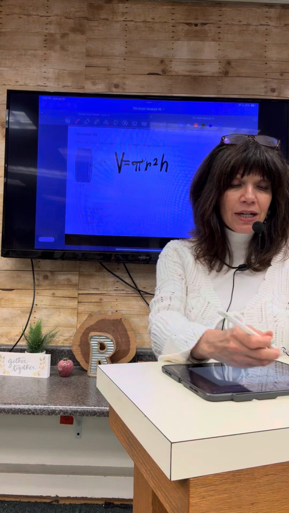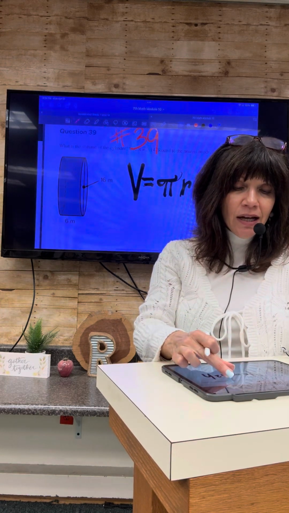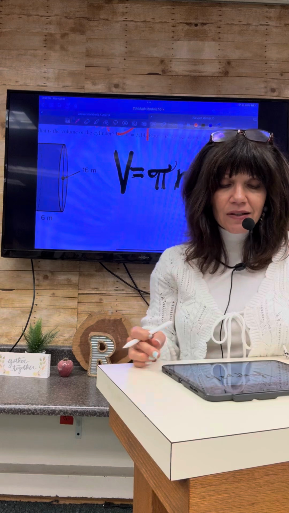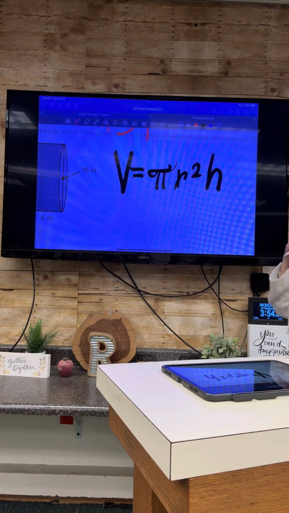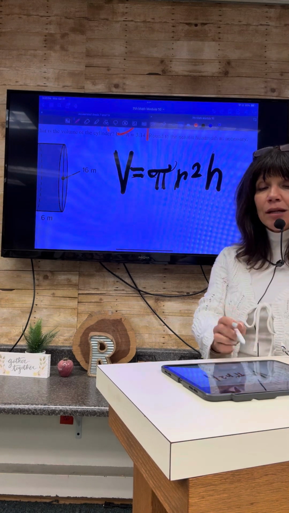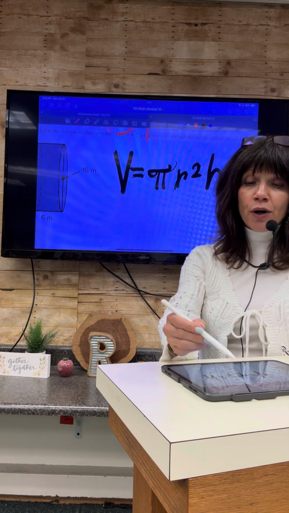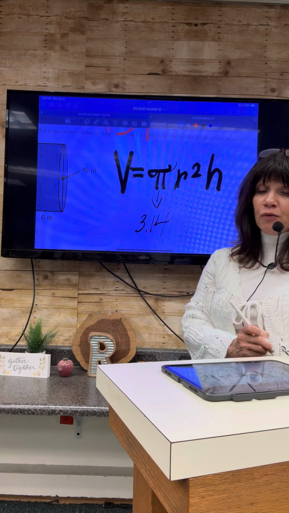All right, for number 39, please write 39 and write this formula for volume of a cylinder. Volume equals pi times r squared times h. Please write this down so you will not forget. On this item, they do say use 3.14 for pi. So later you'll put 3.14 in place of pi.